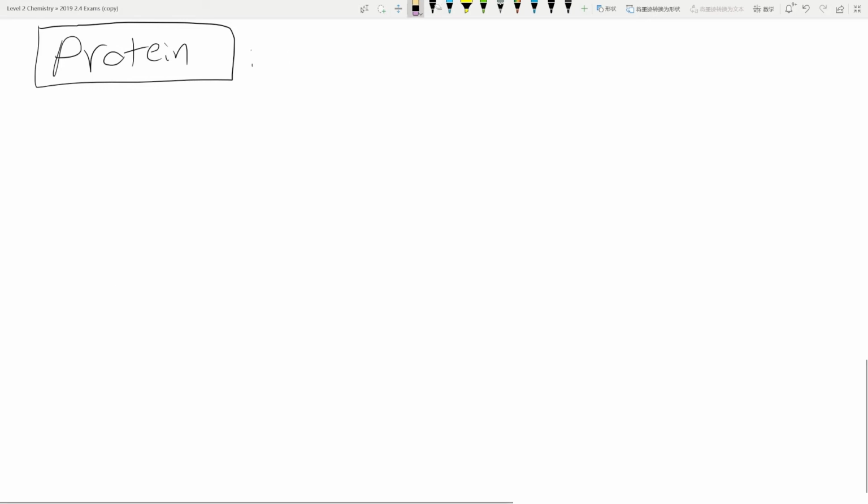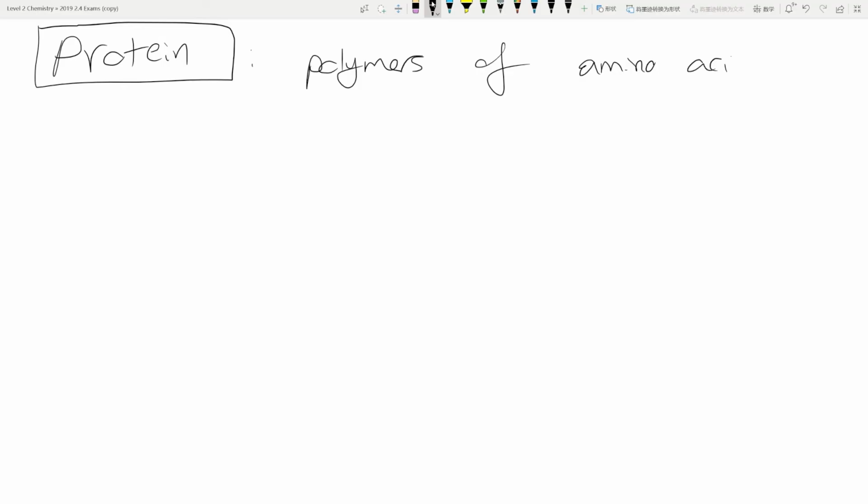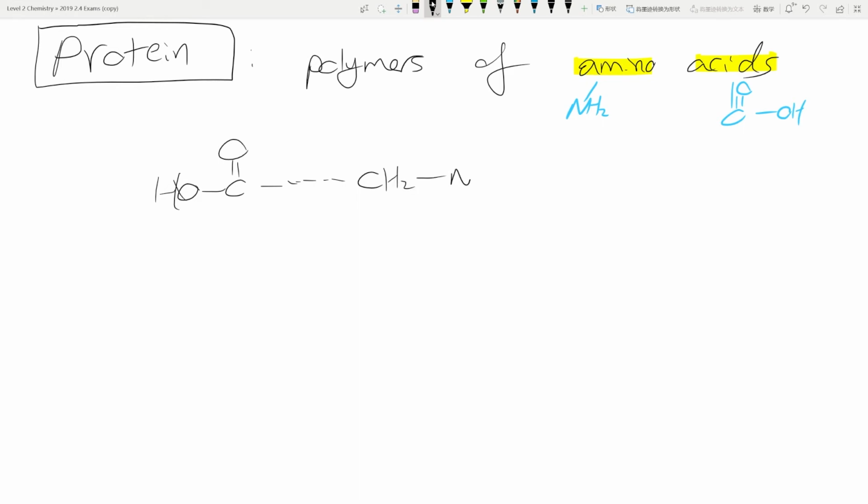Protein is polymers made of amino acids. And what are amino acids? If you think about the name amino acid, amino means you have an NH2 or NH somewhere. Acid means you have a COOH. So a typical amino acid has a functional group that looks something like this, the stuff in the middle doesn't matter.